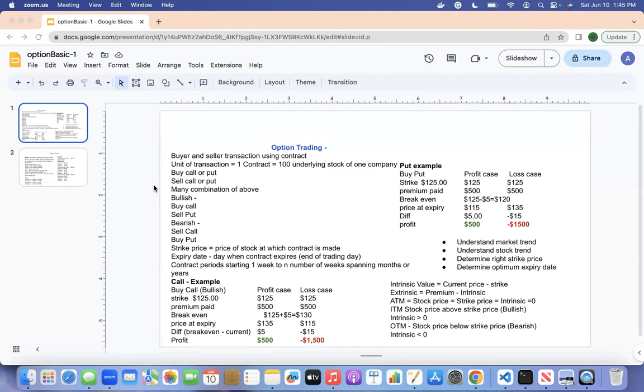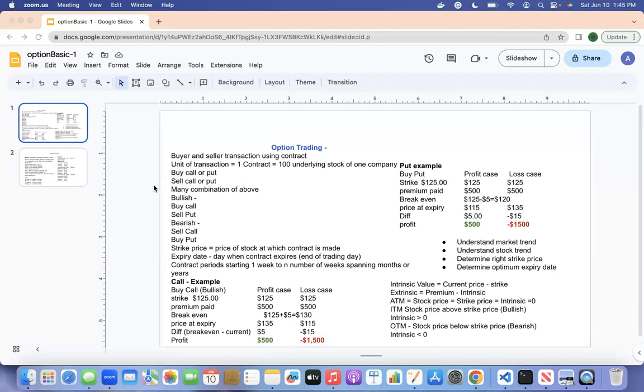So with that, let me get started with option trading, where buyer and seller transactions are done using a contract. So what is a contract? One contract is equivalent to 100 stocks of the underlying company. For example, one contract could be 100 stocks of Apple or Google or Microsoft or Coca-Cola or Nike, something like that, right? So a transaction, buy or sale, always happens as a contract, not as an individual stock.